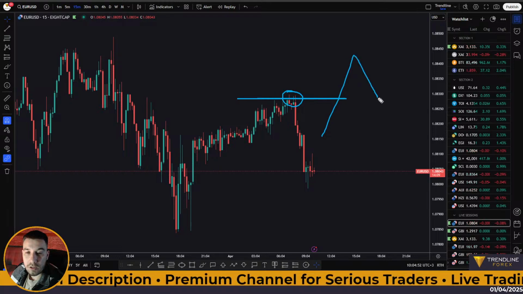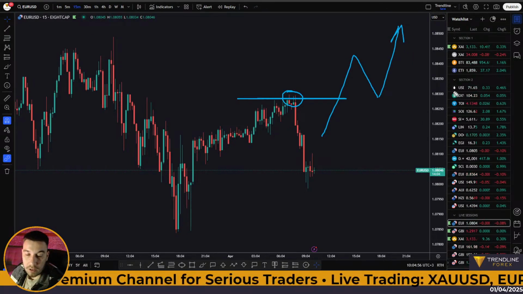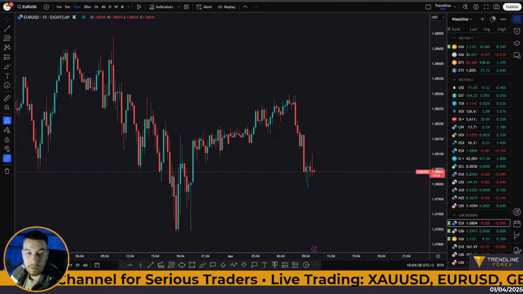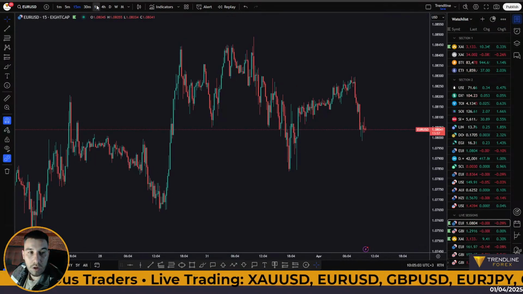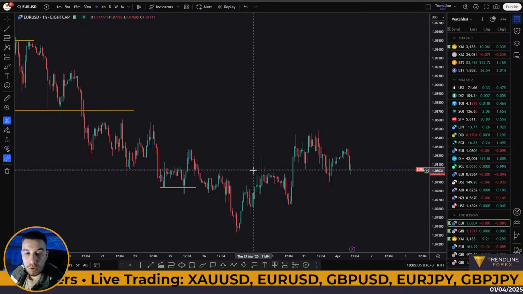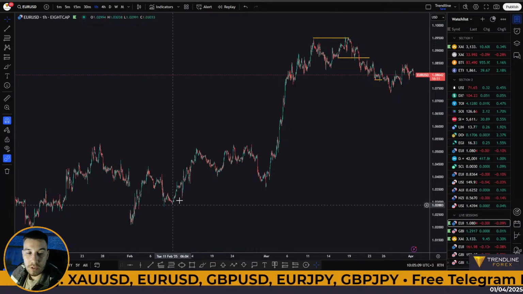Once it does, you can then look for break and retest. Okay, if you're not struggling with patience, then this would be a good day trading setup here for you on euro dollar, right? But like I said, overall, I am only looking for buying opportunities and I don't want to sell in this market, obviously.